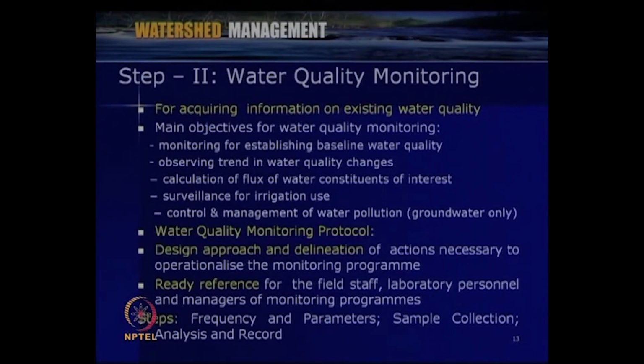So, that way observing the trends, and then calculation of flux of water constituents of interest, then surveillance for irrigation use, then control and management of water pollution, say for groundwater, if any pollutant source is there, how we can control it and how we can go for remediation. So, like that we have to do the water quality monitoring and get the information.